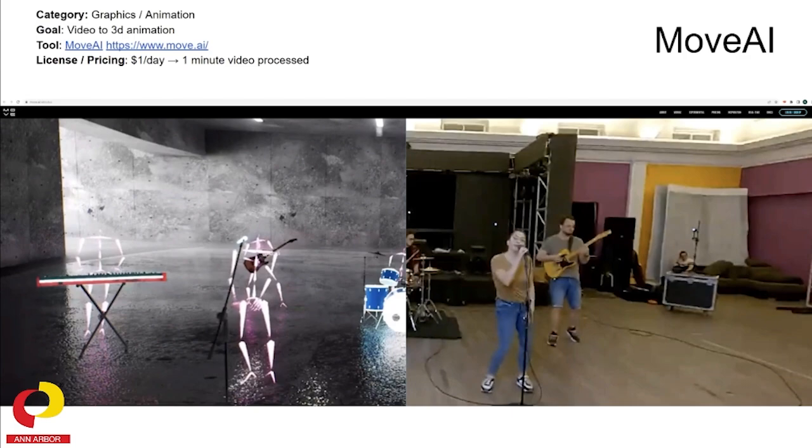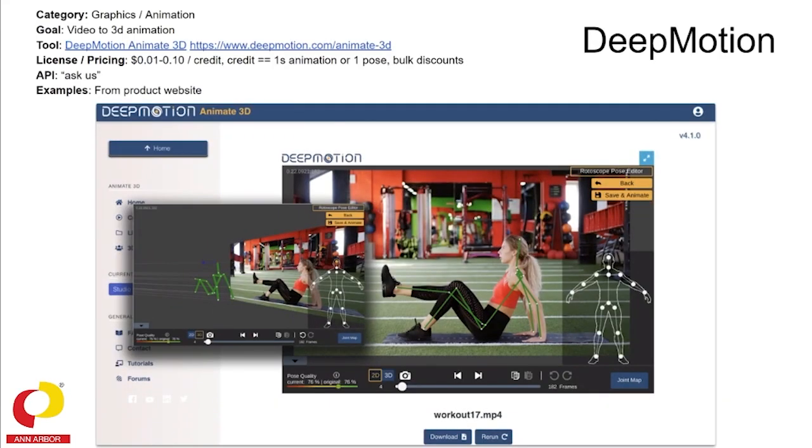And an awful lot of these, this is Move AI, you can upload your own video and try it out. Deep Motion, similar concept, where it's extracting keyframe motion from video. Reasonable price, about a credit per second, so a penny to a dime per second. If it works well, it's all right.